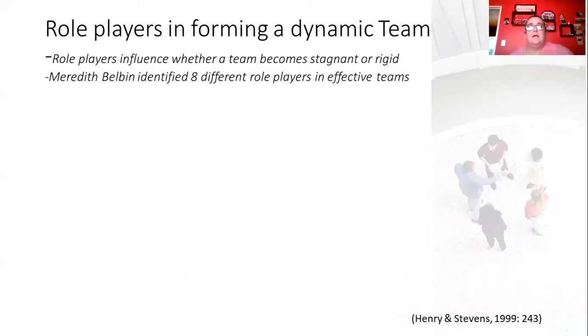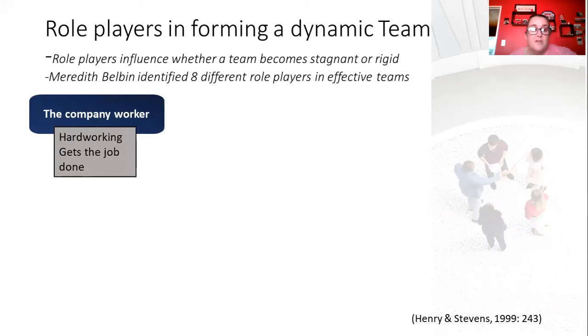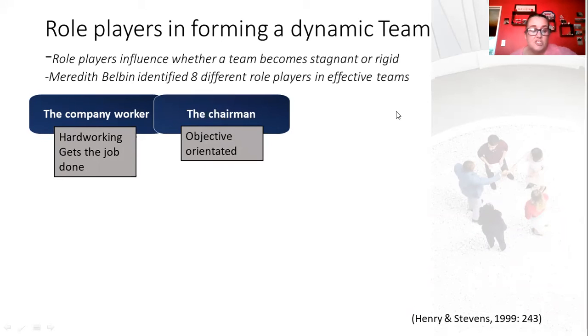Who are the role players in forming a dynamic team? Meredith Belbin identified 8 different role players in effective teams. Role players influence whether a team will become stagnant or rigid. The company worker: this is a hard-working individual who gets the job done. The chairman: this person's role is objective-orientated and is there to achieve the goals.